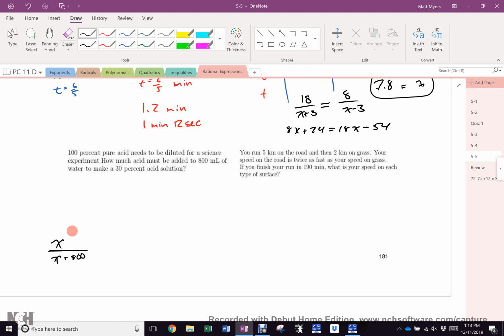Everybody understands? Okay. Now, I want this mixture to equal what? 30%. What's 30%? 30 over 100. Is that fraction equals fraction? So what do I do? Cross multiply and solve it. Does everybody understand?